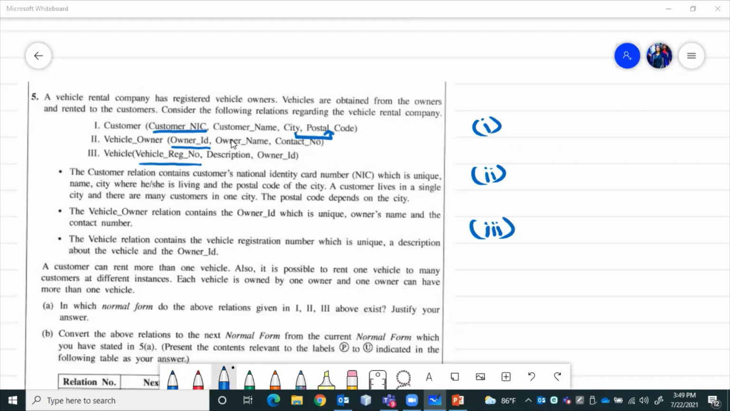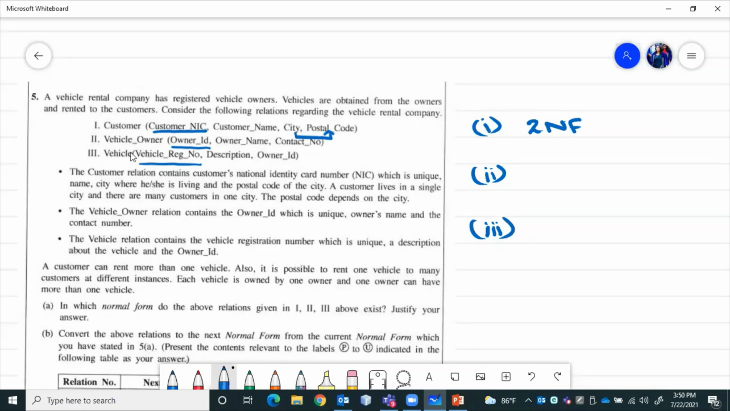Here, this first relation is not in the third normal form. Why? We have a transitive dependency. Once we remove this, it will convert to the third normal form, right? So that means the first relation is already in the second normal form, but not in the third normal form. Why? Transitive dependency is available, right? Second relation, the vehicle owner and the vehicle, second and third.